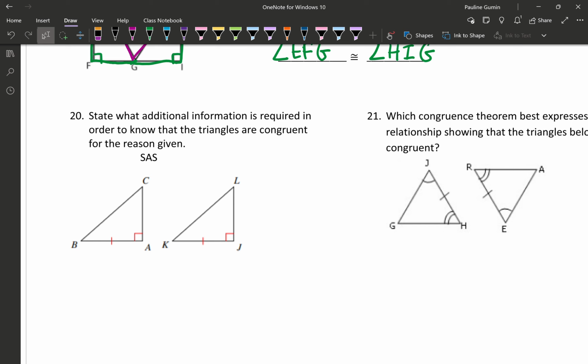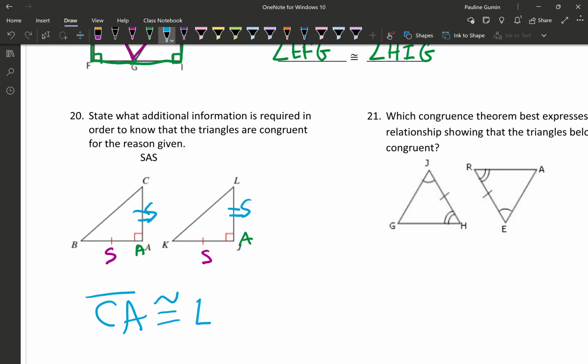Number 20. State what additional information is required to know that the triangles are congruent for the reason given. The reason given for number 20 is side angle side, SAS. Well, it looks like we already have a side on both. We have an angle for both, which means they are both missing another side. We're missing CA on the triangle on the left and LJ in the triangle on the right.